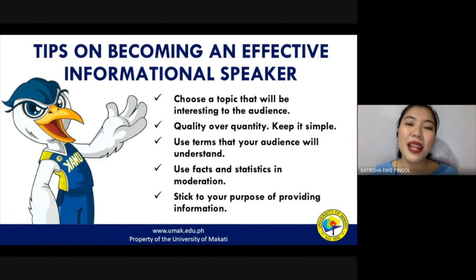Here are some tips on how to become an effective informative speaker. First and foremost, you have to choose a topic that you know will be interesting to your audience. The audience is a very critical part of public speaking. So you have to make sure that whatever it is that you want to relate to them, your audience will get something from it.